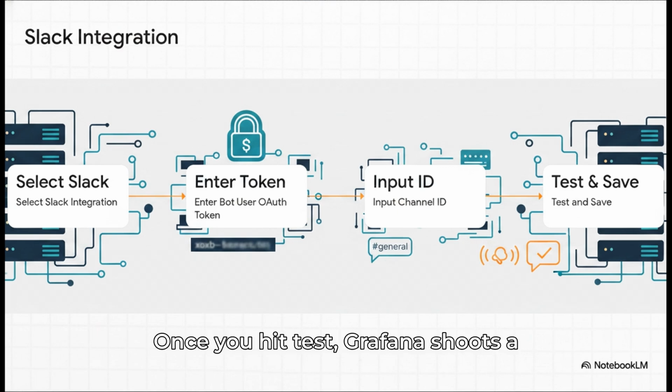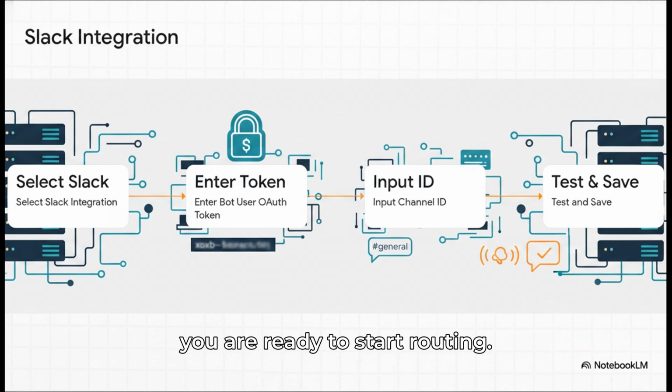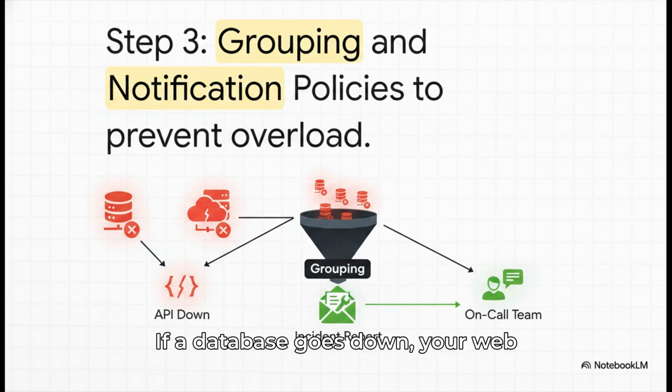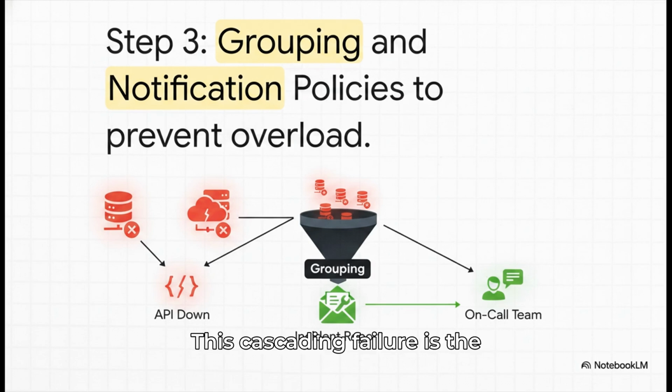Once you hit test, Grafana shoots a test message over, and you are ready to start routing. But here's the thing. Routing is just as important as the alert itself. If a database goes down, your web servers, payment gateways, and API endpoints are all going to throw errors simultaneously. This cascading failure is the biggest cause of alert fatigue.